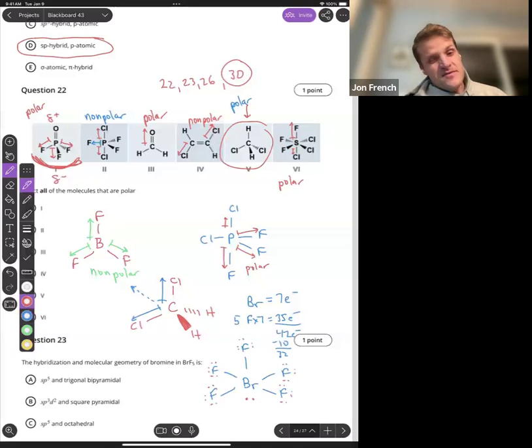So we have 6 domains, so we're octahedral electron domain geometry. And then 6 domains, we need to have 6 hybrid orbitals, so we're going to be sp3d2. And the shape, right? Octahedral family, 5 bonding, 1 non-bonding. We're square pyramidal because of that for question 23.